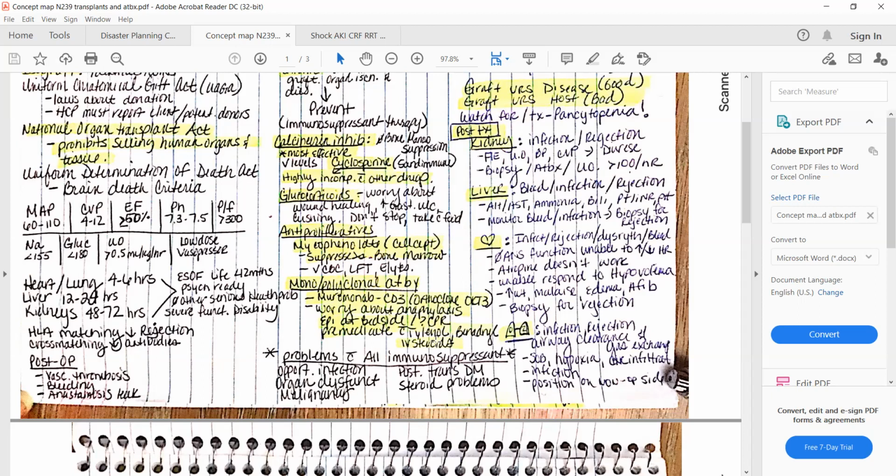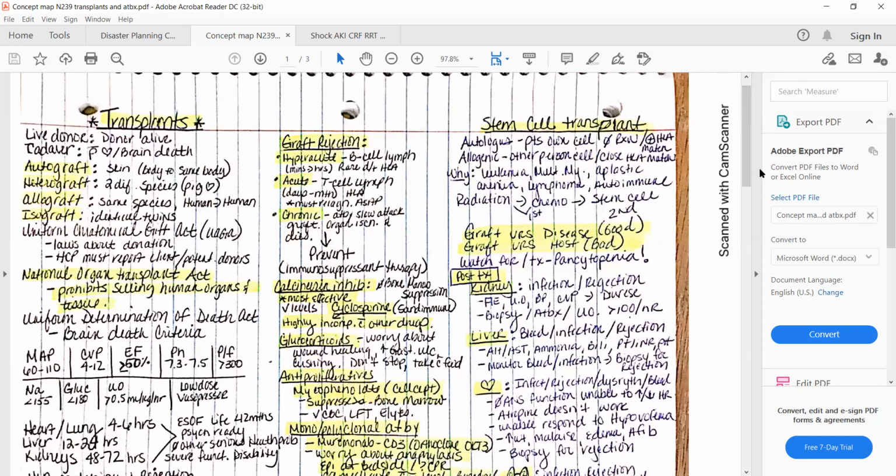Problems that you'll see with all immunosuppressants. Well, we leave an opportunity for opportunistic infections, right? Because now we're shutting down the immune system so we can allow the opportunistic infection. They can cause organ dysfunction, maybe malignancy, right? You always hear about these people on autoimmune suppressants who worry about lymphomas and things like that. They can have post-transplant diabetes and steroid problems.